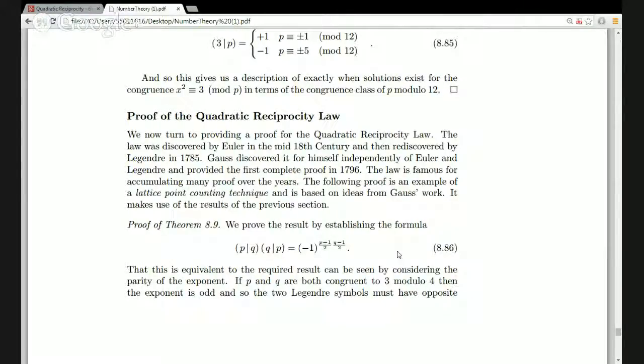And the fact that this is equivalent to the quadratic reciprocity law that we've been stating and repeating up to now is gotten by considering whether this thing here is odd or even, and you can link that to what p and q are congruent to modulo 4.